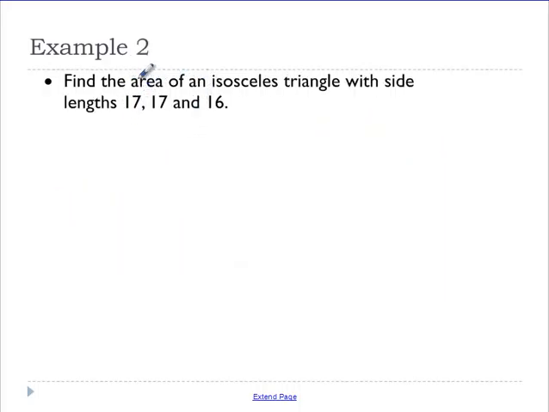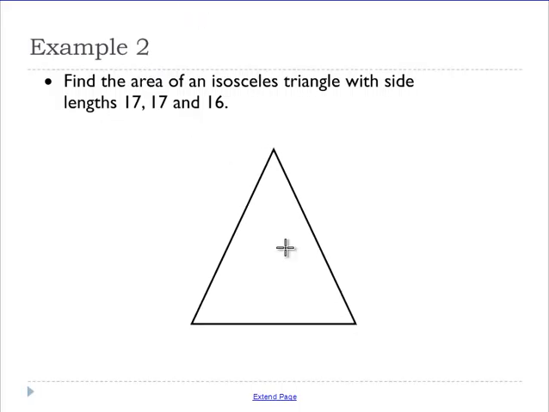So find the area of an isosceles triangle with side lengths of 17, 17, and 16. So here is my triangle. My legs, remember I always just draw them up here and I always keep the one that's different on the bottom. So we're going to draw in our height. We get height right here. Now a height is going to be perpendicular and it's going to split the base in half because it's an isosceles triangle. So this side is 8 over here and this side is 8 over here.